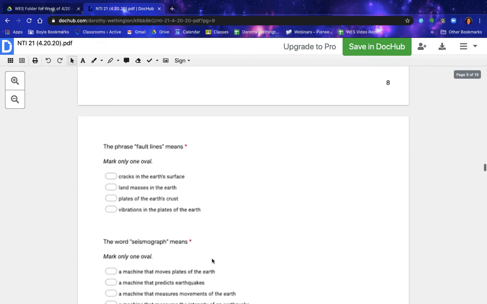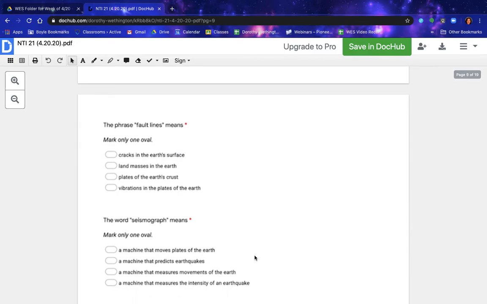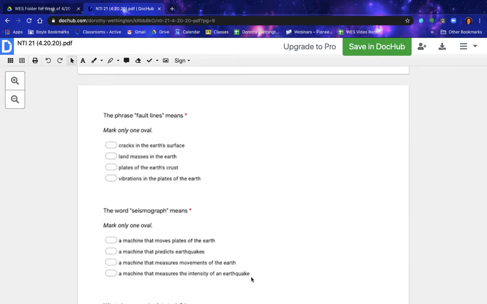Question 2. The word seismograph means: A. A machine that moves plates of the Earth, B. A machine that predicts earthquakes, C. A machine that measures movements of the Earth, or D. A machine that measures the intensity of an earthquake.